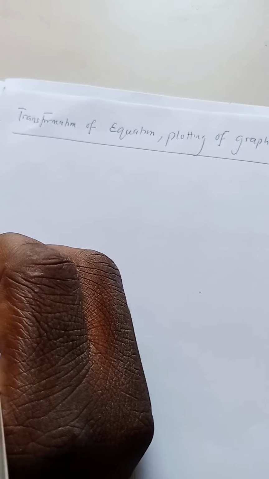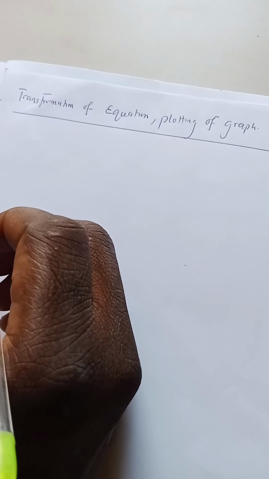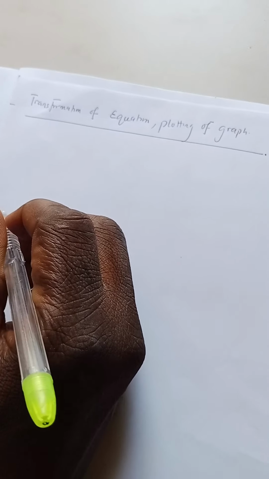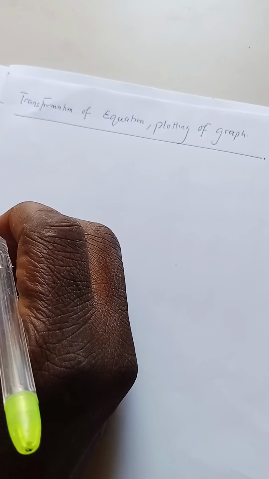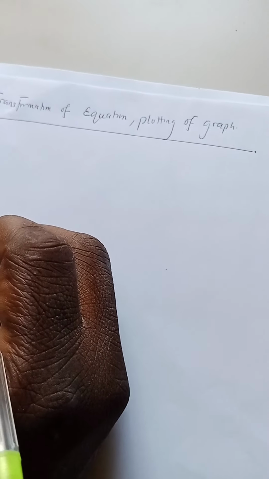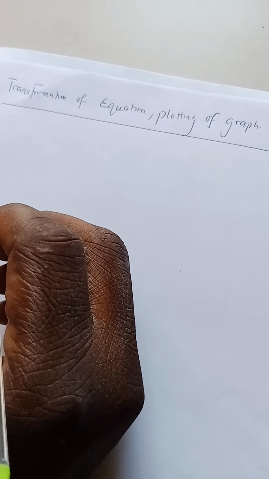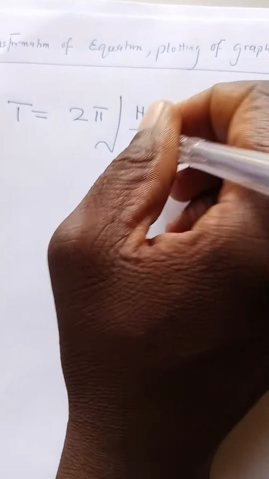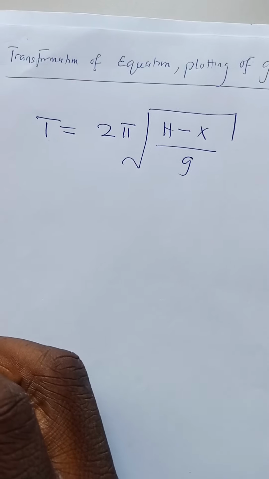Good day all. Today we are starting on transformation of equation, plotting of graph with our composite table to compute a simple pendulum experiment in which we are asked to determine the value of acceleration due to gravity g and to calculate the height from the ceiling to the floor. The given equation for the simple pendulum experiment is T = 2π√((h − x)/g), all under the square root.